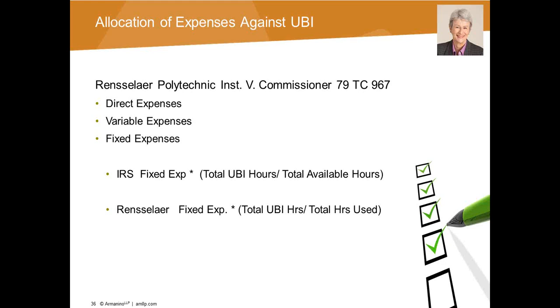So when you're thinking about allocating expenses against your unrelated business income, you can follow the Rensselaer model. Understand that the IRS does not like this result, but that's the word of the courts. Sometimes when you're dealing with the IRS, there's some confusion about the difference between the Internal Revenue Manual and the Internal Revenue Code. I would suggest to you that the Internal Revenue Code is actually the law.